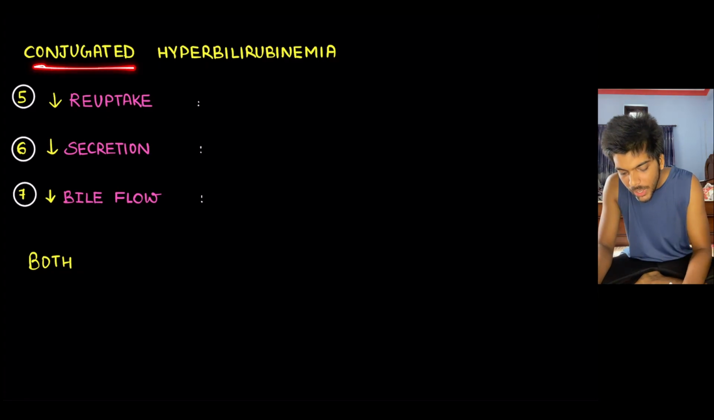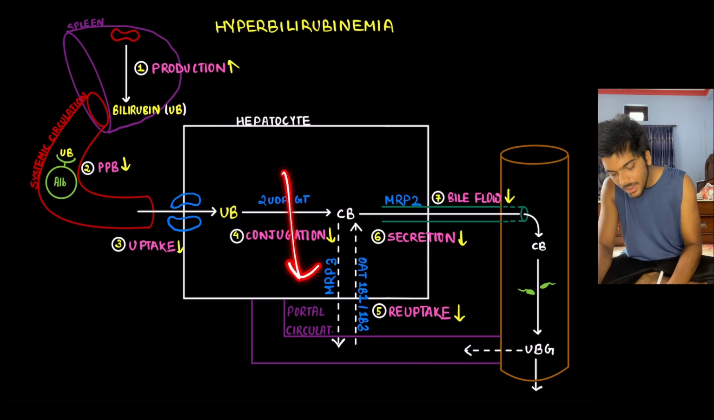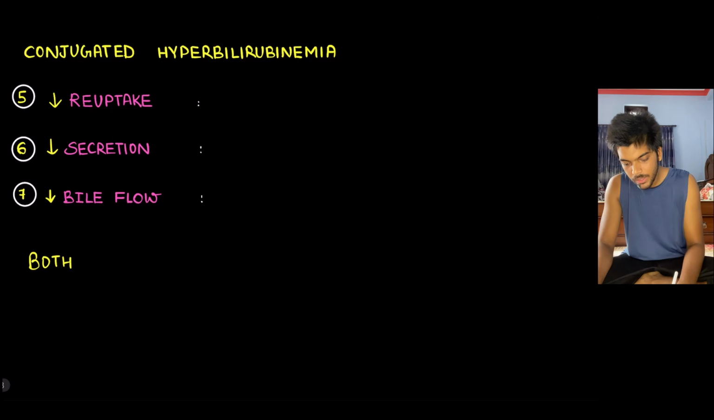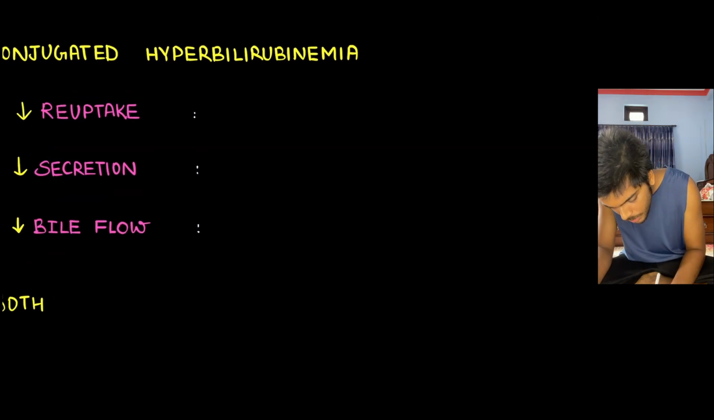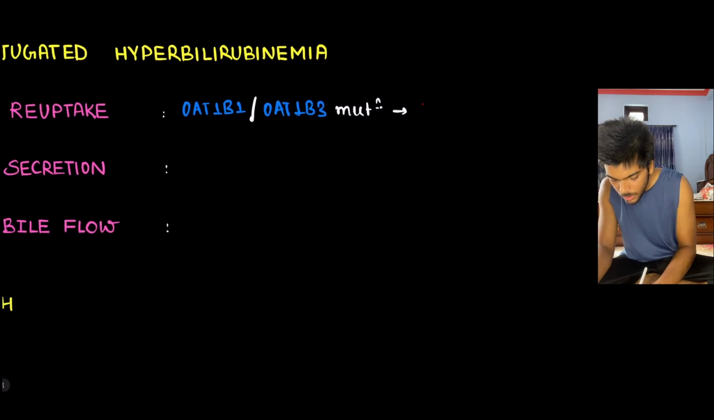Second, conjugated hyperbilirubinemia. Everything distal to this leads to conjugated hyperbilirubinemia. Starting off with decrease in reuptake. Decrease in reuptake takes place due to OAT1B1/OAT1B3 mutation, which is seen in Rotor syndrome.